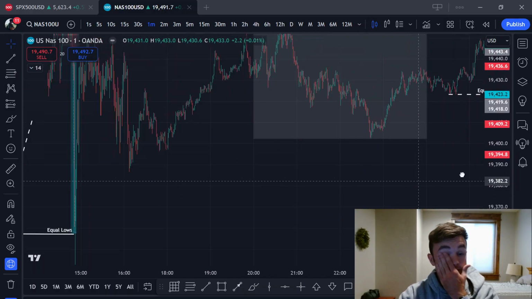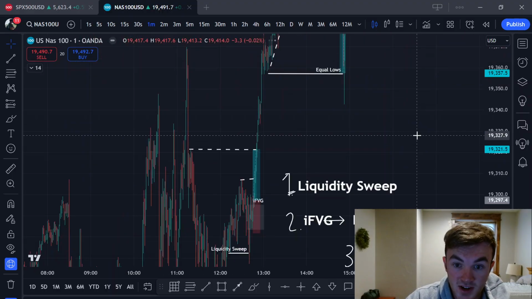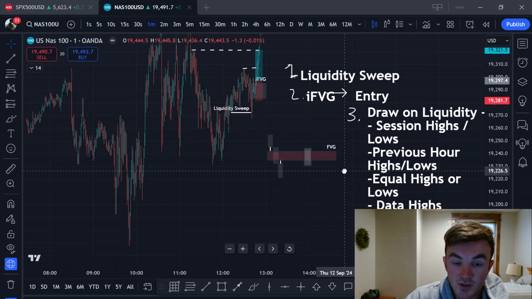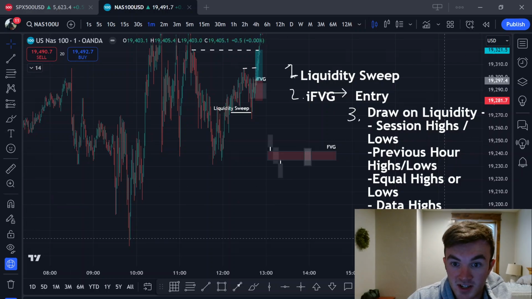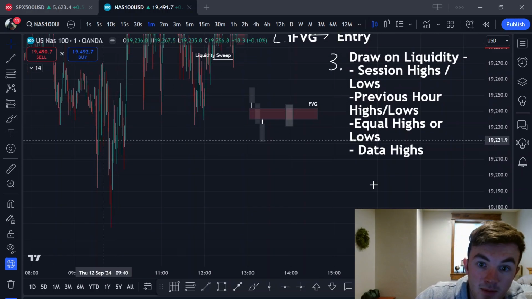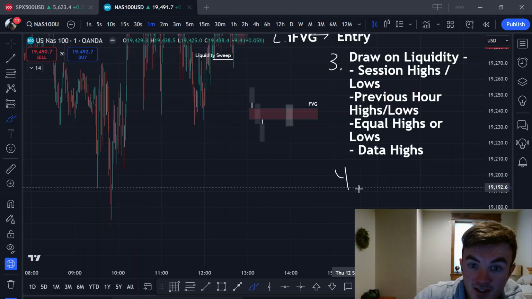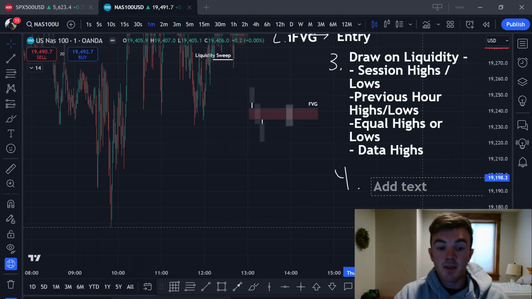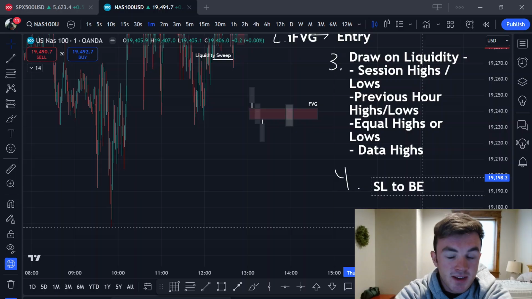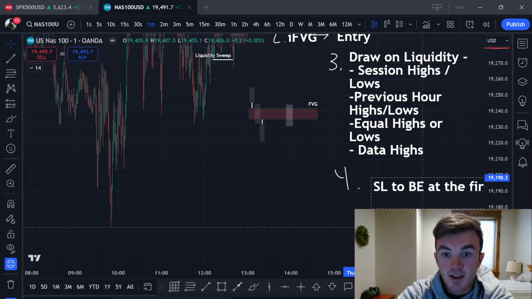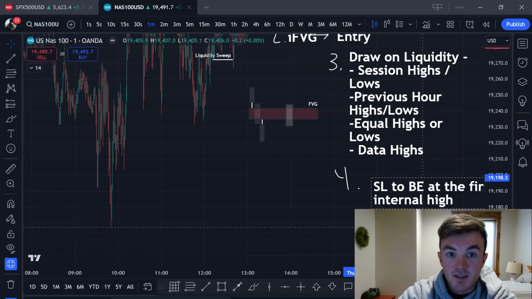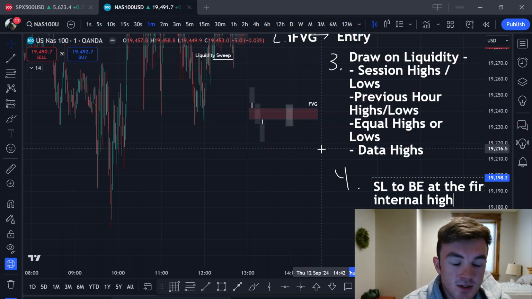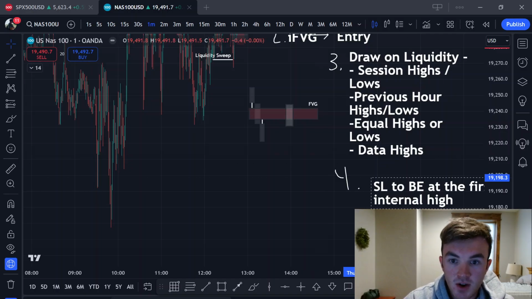Okay, and the fourth thing that is really, really important about Dodgy's strategy, if you don't do this, you will not do well with Dodgy's strategy. You need to move your stop loss to break even at the first internal high. This is so important. This is how it gets to be such a high win rate strategy. If you do not do this, you are not trading his strategy correctly. This is so important.